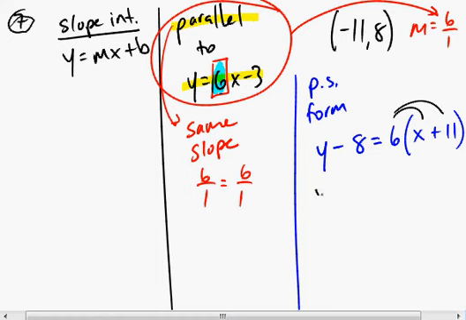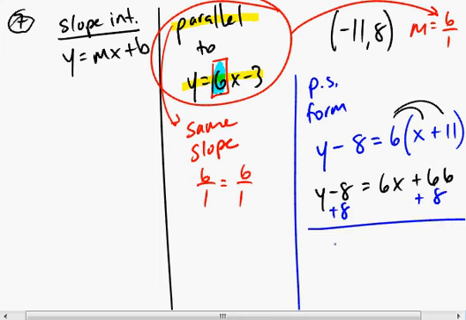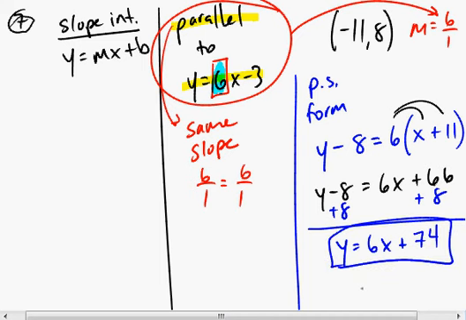So we solve this for y. Y minus 8 equals 6x plus 66. Very good. 66 plus 8, Eric. 74. Good job. That's slope intercept. That is A. Okay? All right. I'm going to stop the video now. Everyone ready?